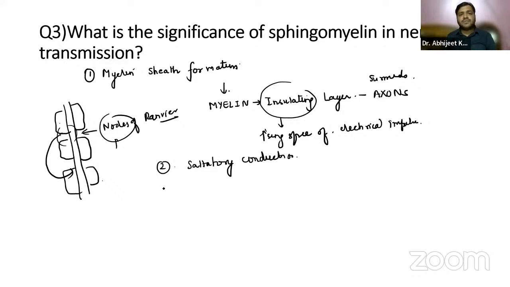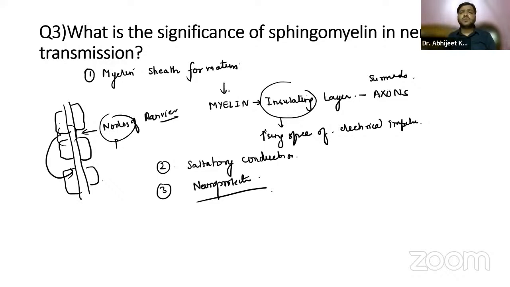Apart from that, they are also protecting the neurons, so they are involved in neuroprotection. Proper myelination is important for maintaining the health of the neurons, and that's why they are also preventing neurodegeneration.